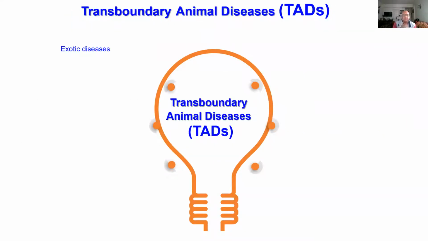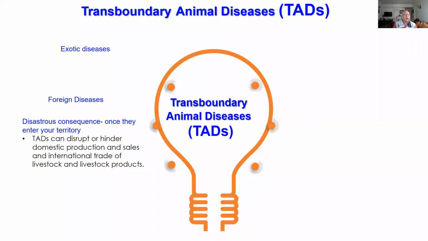So as I mentioned in the beginning, some people try to say transboundary animal disease because they don't have a border. Some people say it is an exotic disease. Some people say it's a foreign disease. Whatever the disease it is, it causes disastrous consequences once it enters your territory.